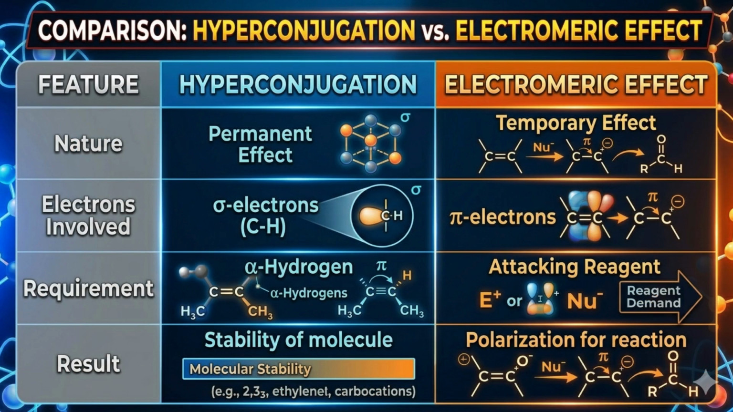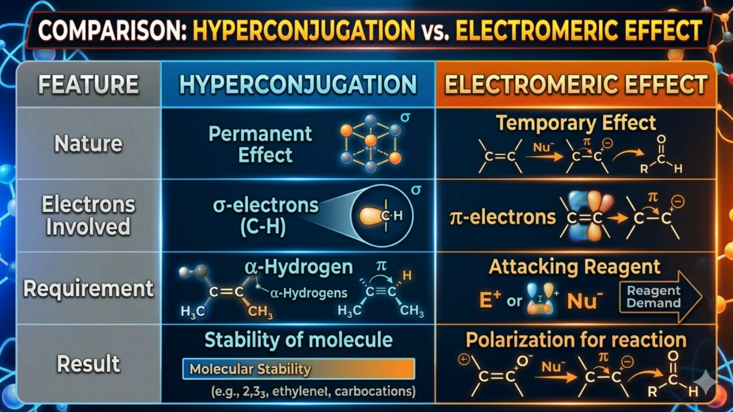Let's quickly understand the difference between hyperconjugation and the electromeric effect, one of the most confusing comparisons in organic chemistry. First, let's talk about their nature. Hyperconjugation is a permanent effect. That means it is always present in the molecule. On the other hand, the electromeric effect is temporary. It only appears when a reagent attacks the molecule.